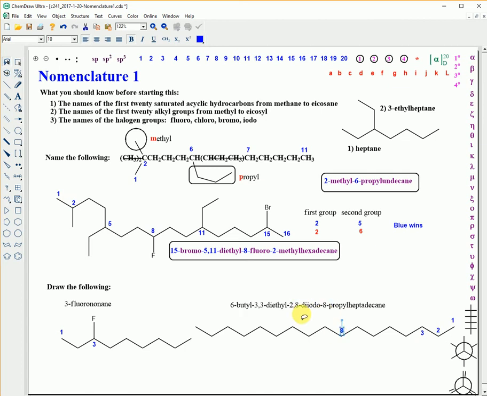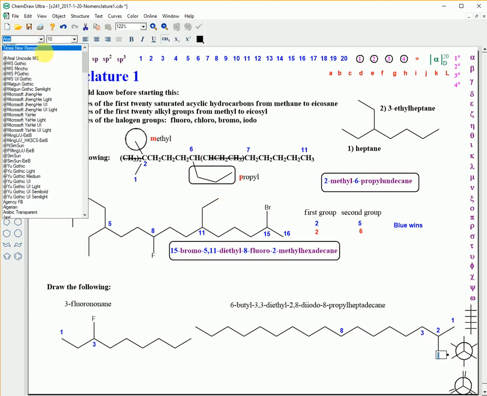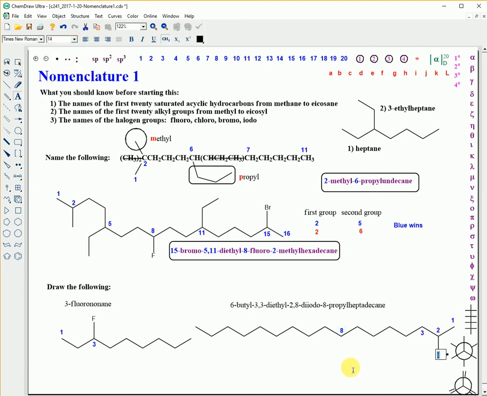Off of carbon 2, I draw an iodo group. That is an I. Off of carbon 3, I have 2 ethyl groups. Please draw them separately. Do not think that a diethyl is the same as a butyl. There is one of the ethyls. Here is the other ethyl. Off of carbon 8, I have another iodo. Also off of carbon 8, I have a propyl.